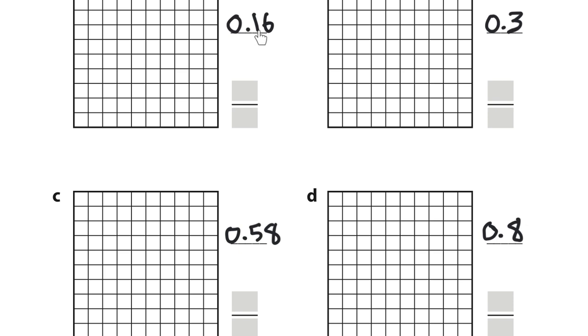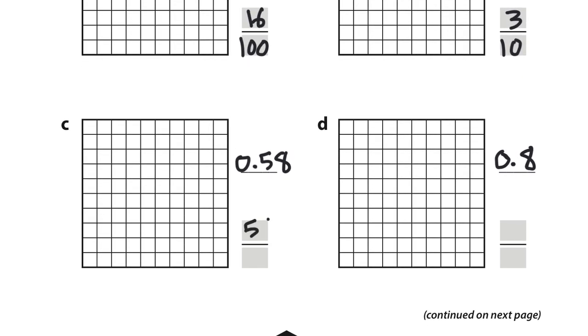Remember how to say those. I have 16 hundredths, 3 tenths, 58 hundredths, and 8 tenths. So make sure we're saying them right. You could say 0.16, but really that is 16 hundredths. If you know how to say it, that makes writing the fraction easier. Over here, I have 3 tenths. A little lower, I have 58 hundredths. And then I have 8 tenths for D.